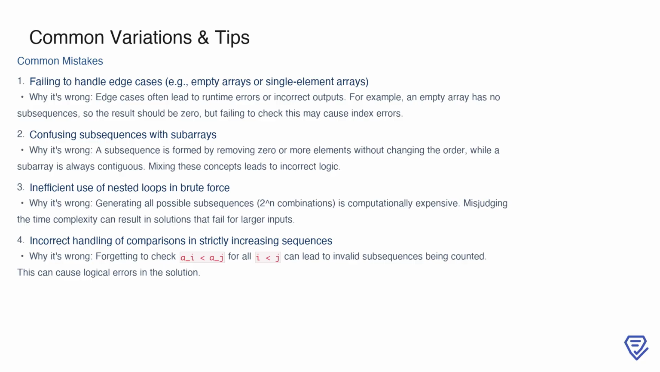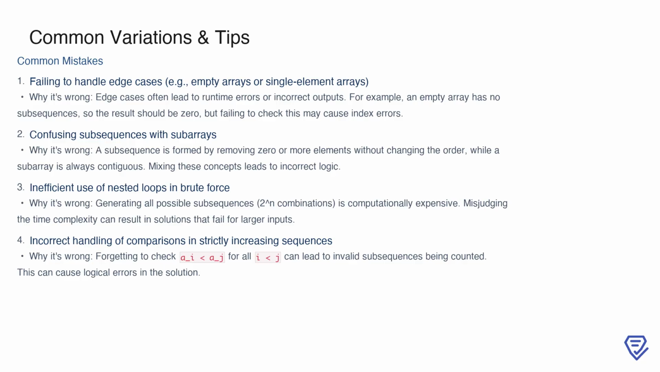Overlooking this check might cause index-related errors in your code. Another frequent mistake is confusing subsequences with subarrays. Remember, a subsequence can be formed by removing 0 or more elements without changing their order, while a subarray must always be contiguous. Misunderstanding this distinction can lead to faulty logic. Additionally, relying on brute force approaches with nested loops is inefficient. Generating all possible subsequences involves 2 to the power of n combinations, which becomes computationally prohibitive for large inputs.